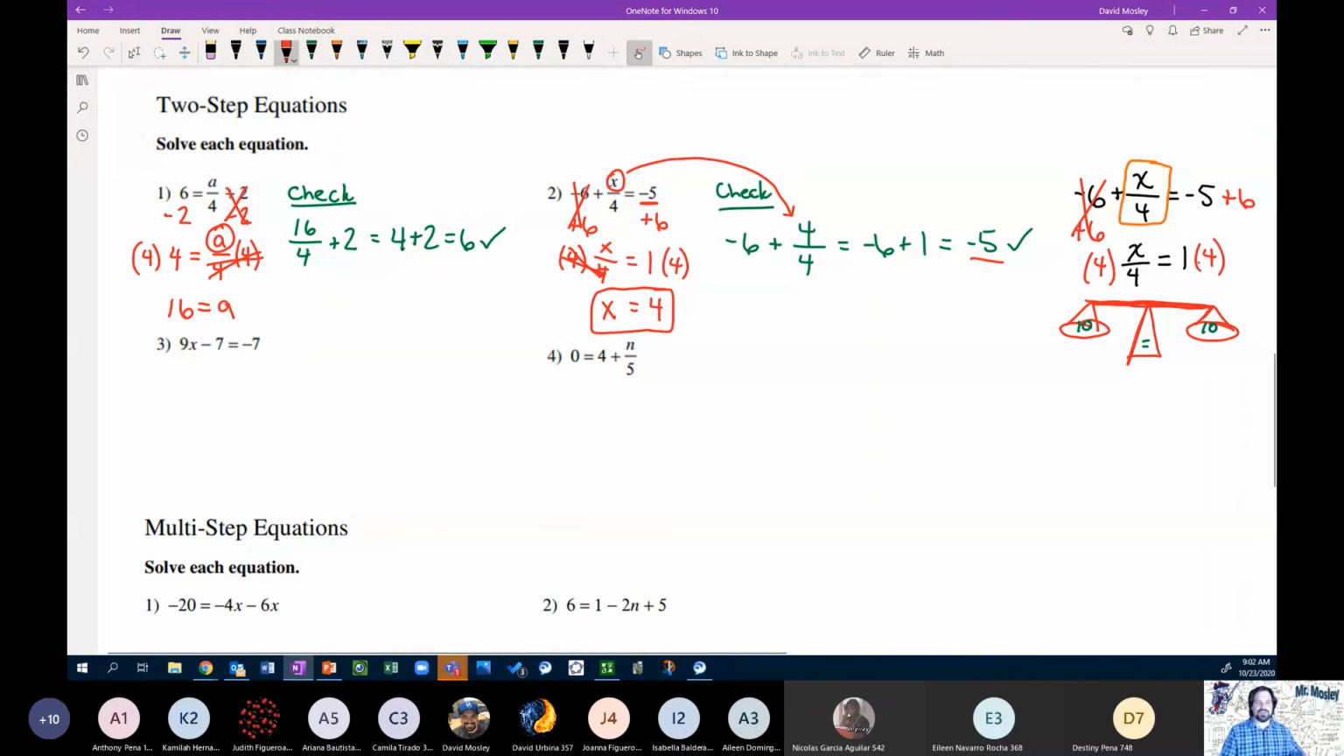And this right here, putting a number in parentheses and setting it next to another number means multiply. So when I do this, like parentheses 4, whatever's next to that parentheses is being multiplied by 4. Okay, so x divided by 4 times 4 leaves me with just x on the top. 1 times 4 equals 4. Okay, so then we end with x equals 4.